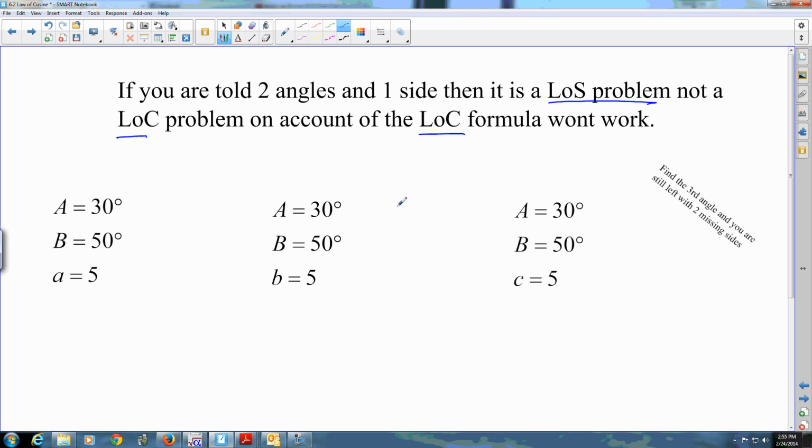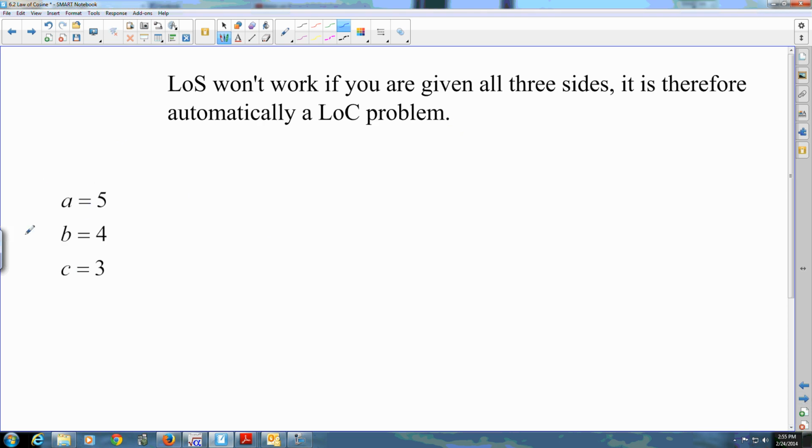If you're told two angles and a side, you automatically are going to have a pairing. So that's going to be a law of sine. Now here you don't have an angle C, but because you know two of them, angle C in this case has to be 100 degrees, so you know a pairing. So two angles, and you automatically know it's a law of sine. It could be a law of sine if you're only told one angle, but you have to look at it a little more closely. So here, when you're told three sides, it has to be a law of cosine problem because you do not have a pairing.